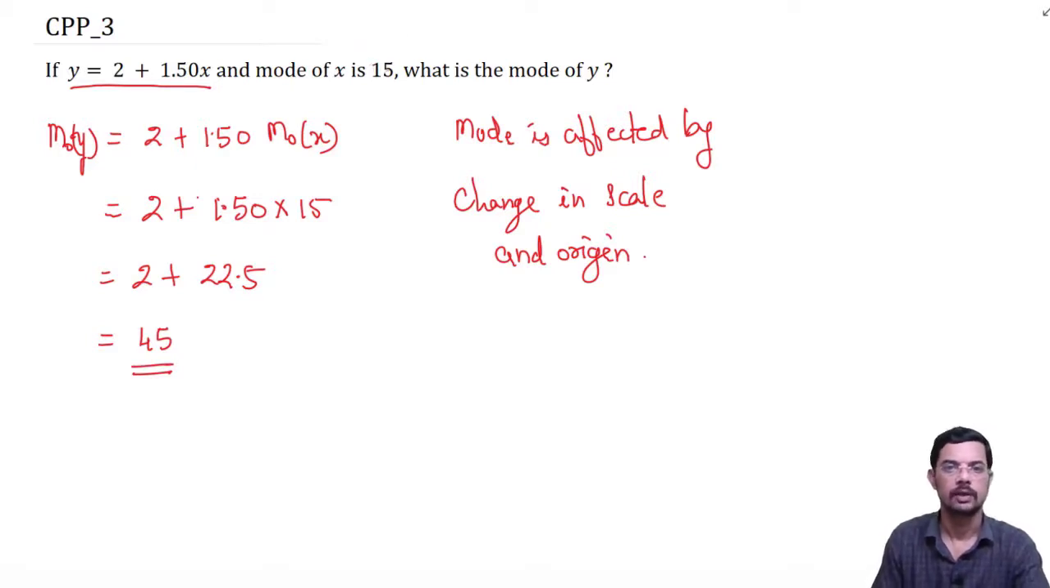When you multiply this mode with 1.50 and add it, what we get is 45. So these are the questions that we may have, and we'll be discussing more questions in some other video where we shall take exam oriented questions in shuffling manner.